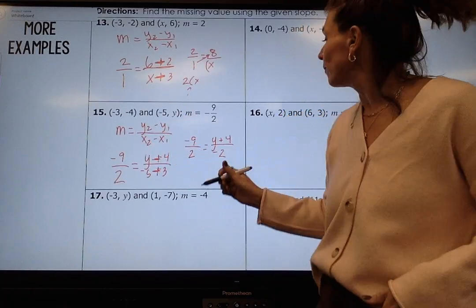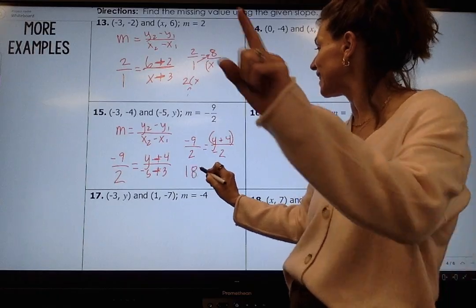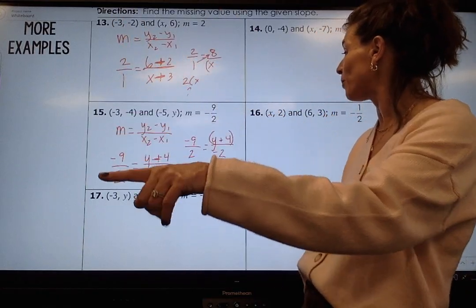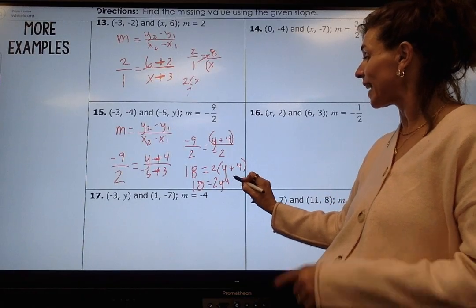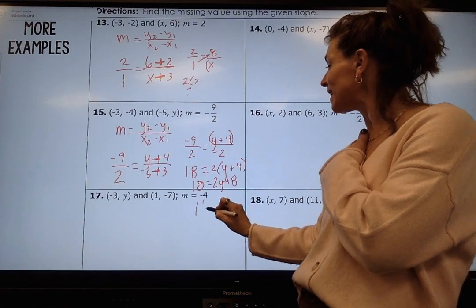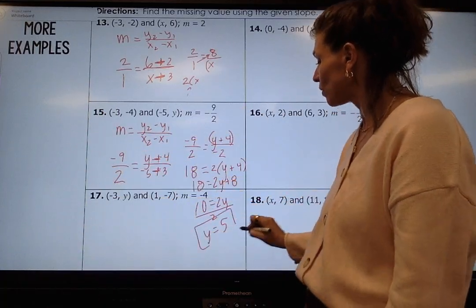So what do we do? Parentheses. Then I multiply my extremes to get 18 equals 2 times y plus 4. And then I distribute: 2y plus 8. Subtract 8, and then divide by 2. And y equals 5.